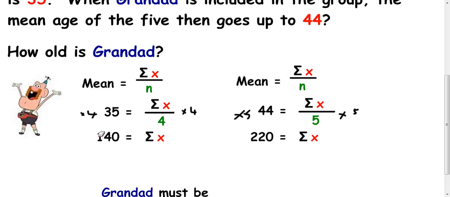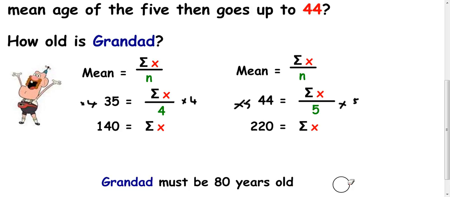So when it was 4 people, the ages came to 140. When granddad was added in, the ages came to 220, so granddad must be the difference between these two. So granddad must be 80 years old.